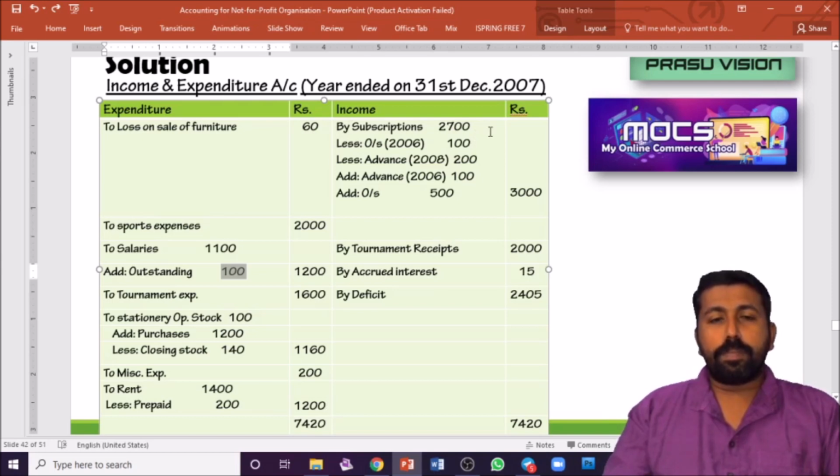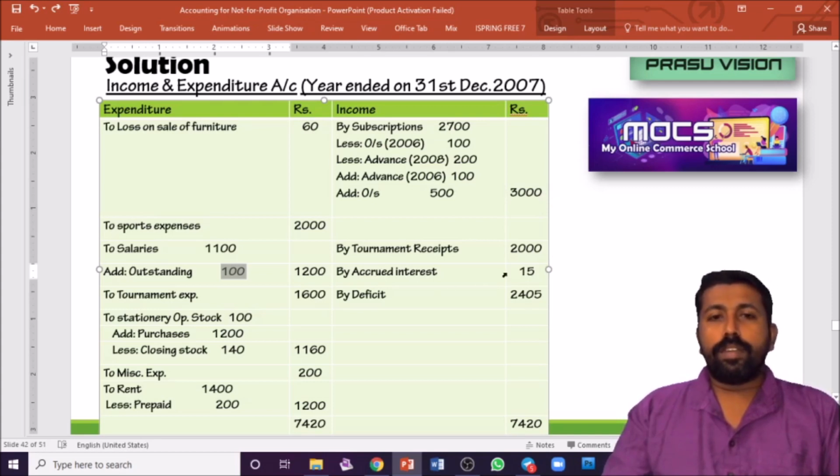There is some amount spending, and subscription received during the year 2,700, less outstanding at the beginning 100, less received in advance at the end 200, add advance at the beginning 100, and also outstanding at the end of the year there will be 500. Please find the values from the question. 3,000 is the total amount of subscription received during the year.